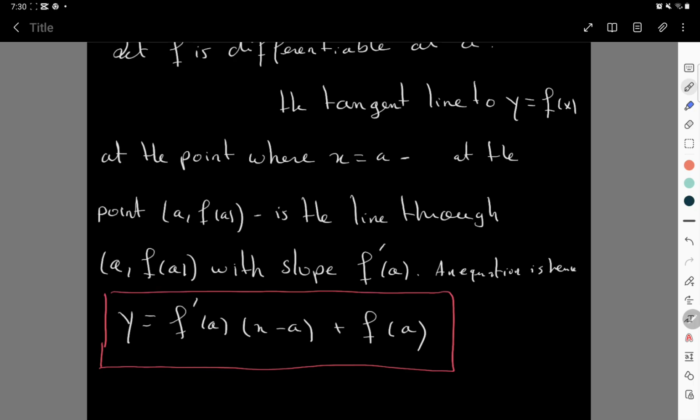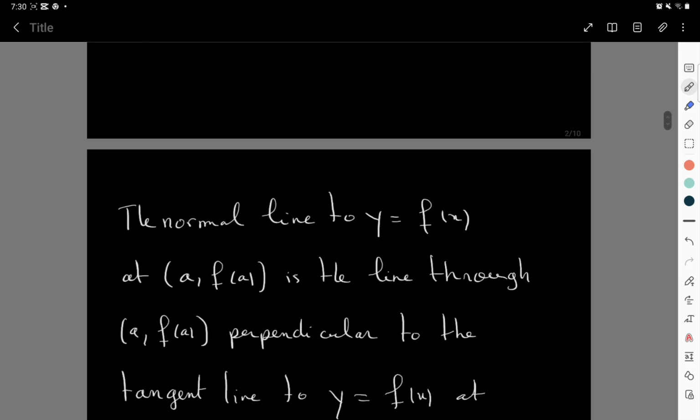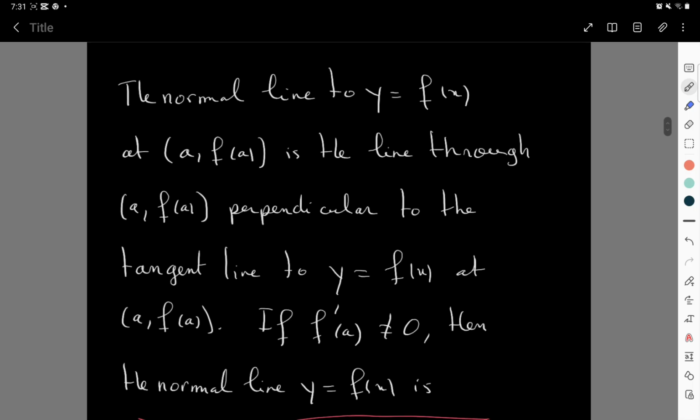Of course, there are many ways that you can derive these equations, but at the end, this is one of the equation you should get. Basically, if I know a point on the line, which is a, f of a, and I know the slope, which is f prime of a, then I can find an equation of this line. Okay, great.